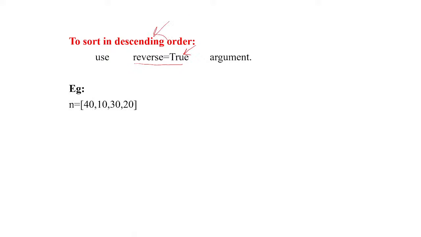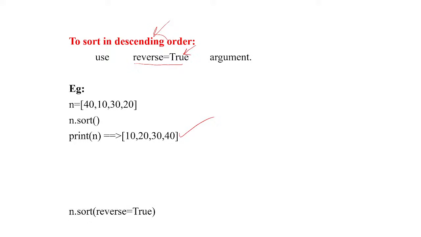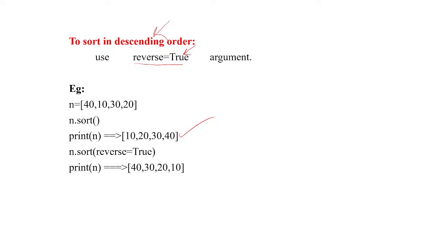Example, just see here. Now, if I say n dot sort, it will be sorted in ascending order like this. But if you say n dot sort with reverse is equal to true, then the list will be sorted in descending order. So if you print n, your n looks like this, sorted in descending order. So here you should pass this attribute reverse as an argument to this sort function and say it is true.